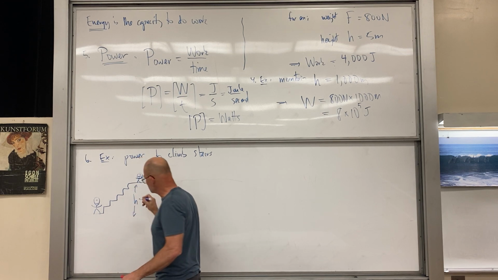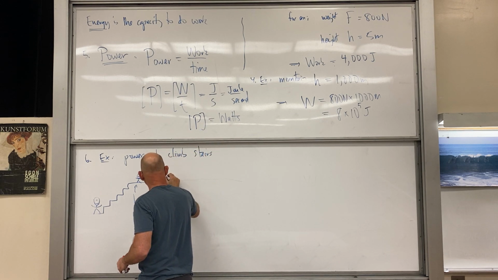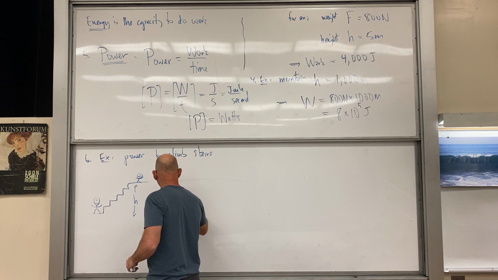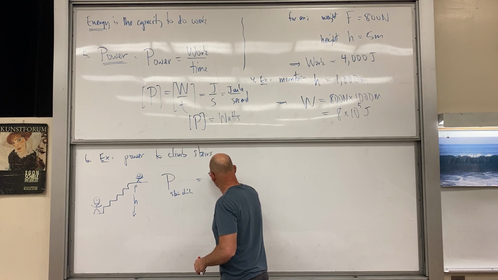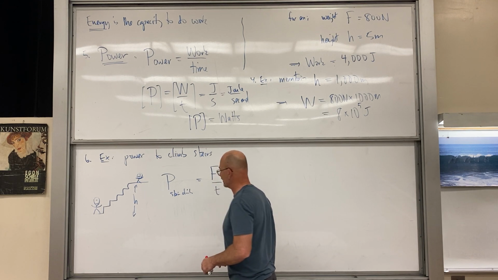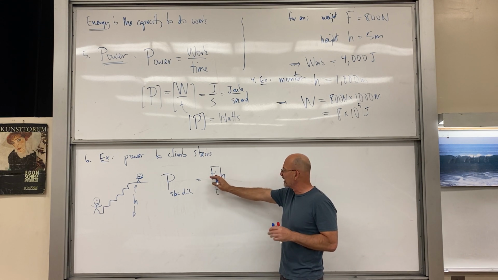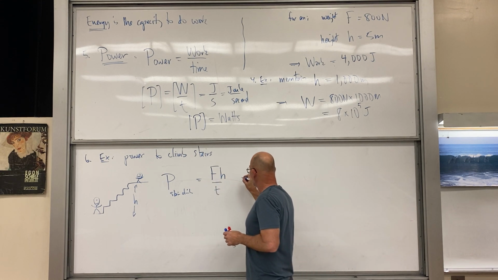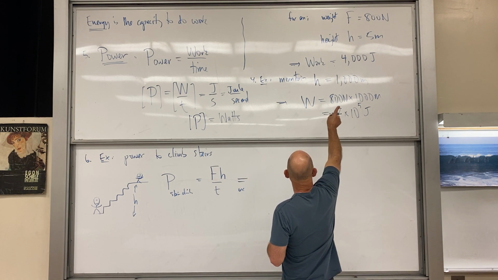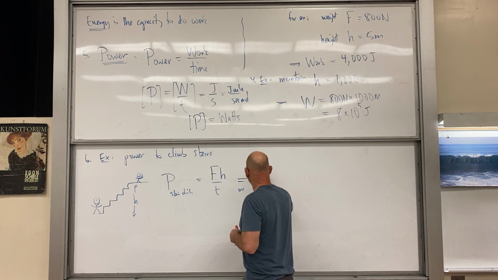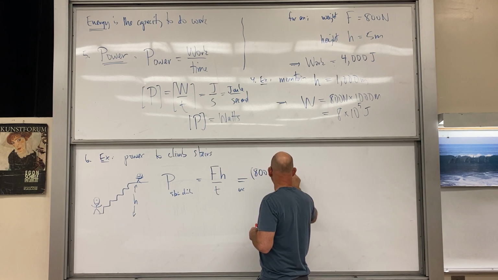Height of the stairs is h, and since the definition is work per time, P sub stair climb is going to be your weight times the height divided by the time. Okay. Still using force for weight. We'll change that later on, but right now weight is a force, as we know. So a good example would be to take those 4,000 joules. Let's do this again. 800 newtons times 5 meters.